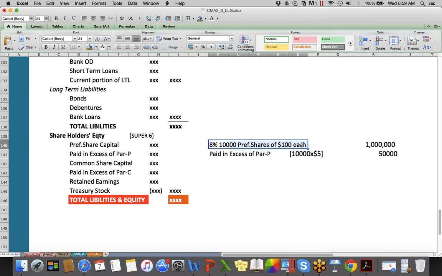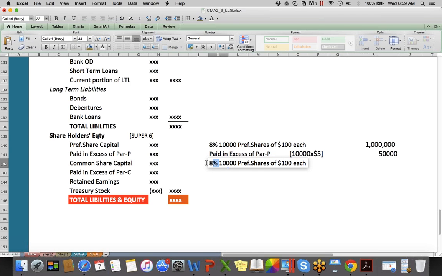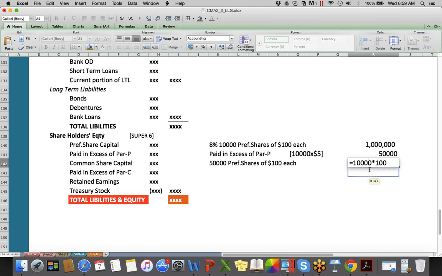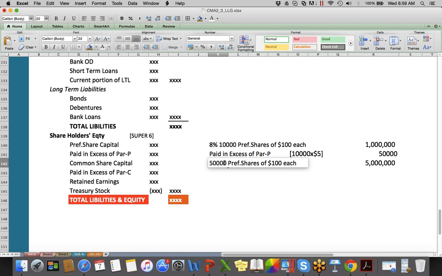Here, common shares. Common shareholders do not get any fixed dividend, therefore you should not mention any dividend portion. Say, for example, we have 50,000 shares of $100 each, so here you will have 5 million. These are the equity shareholders; in India we call them common shares, common shareholders.